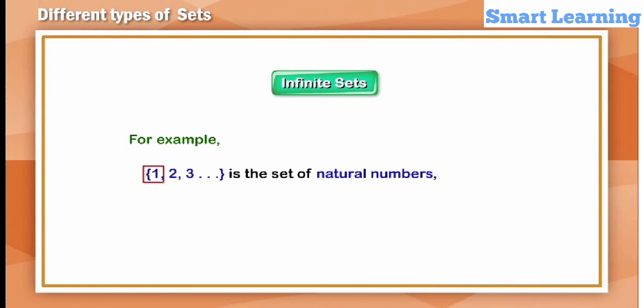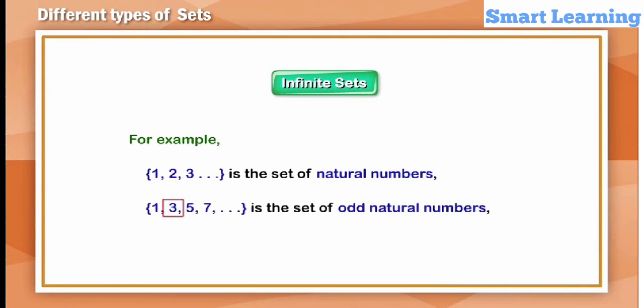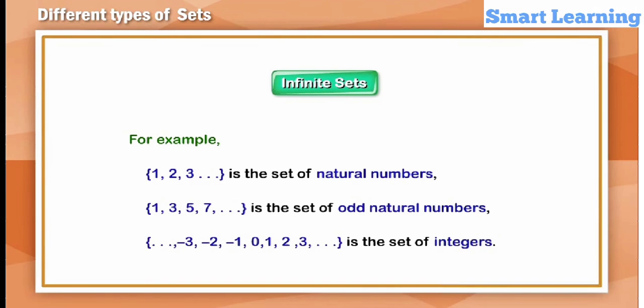For example, {1, 2, 3, ...} is the set of natural numbers. {1, 3, 5, 7, ...} is the set of odd natural numbers. {..., −3, −2, −1, 0, 1, 2, 3, ...} is the set of integers. All these sets are infinite. Now let us do an example.